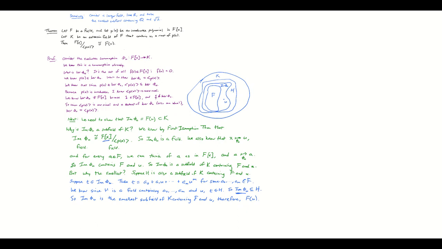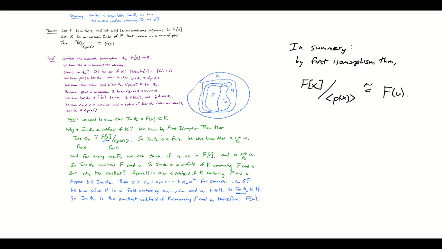All right, so to summarize what we've learned here, in summary, let's go back to black for this. By the first isomorphism theorem, F[x], the domain of this map, modded out by the kernel of the map, the ideal generated by p(x), which by the way was a maximal ideal, therefore this quotient is a field. This is isomorphic to the image of the map, which is F adjoin u. So now we know that these two different methods for constructing a field extension are actually algebraically equivalent. They yield isomorphic fields.